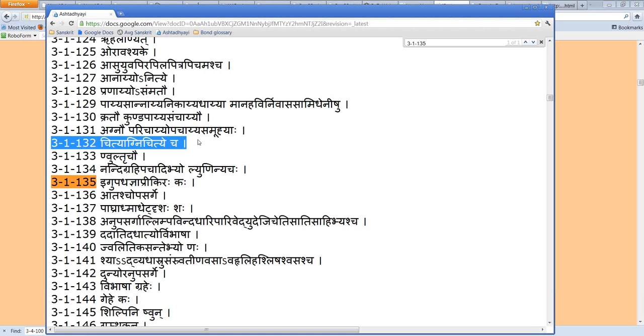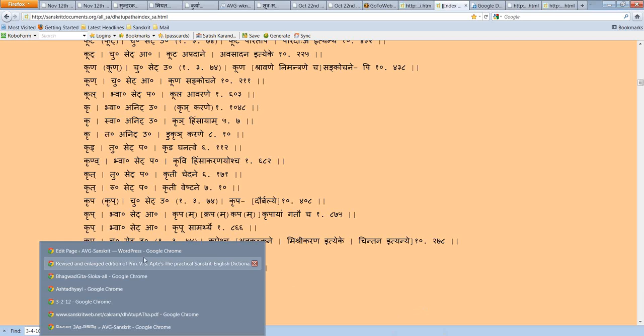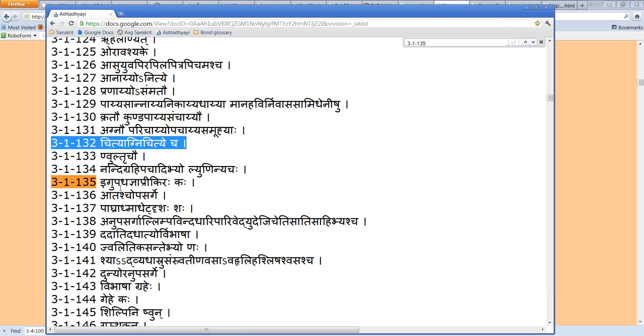This is active. So Krishya Tanukarane. So Krishyati, Divadigana: Krishyati means she becomes thin. So this is in an active sense, not in the passive sense. So this sutram is this one: Igupada. The Krish dhatu has upadha ik.